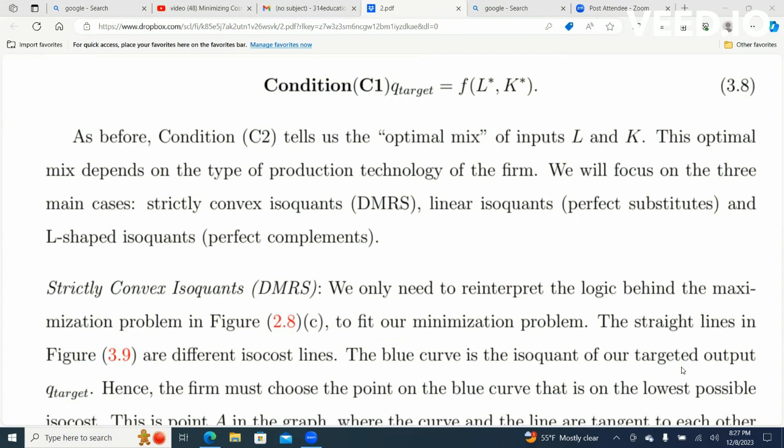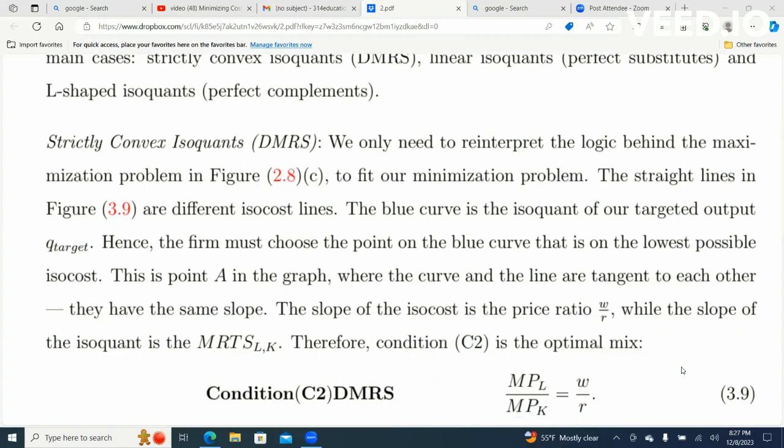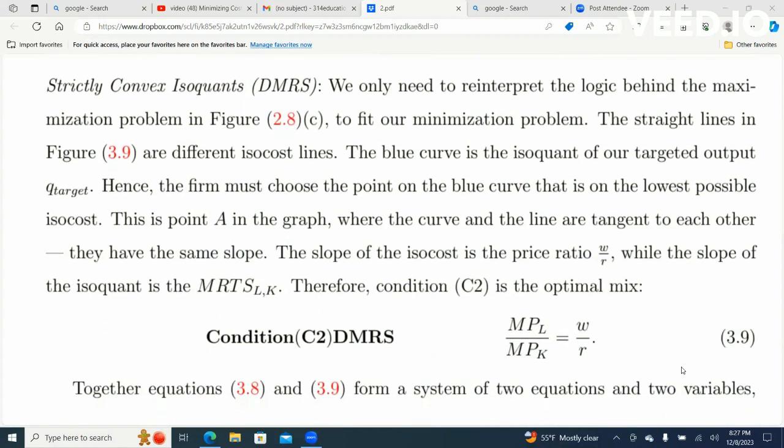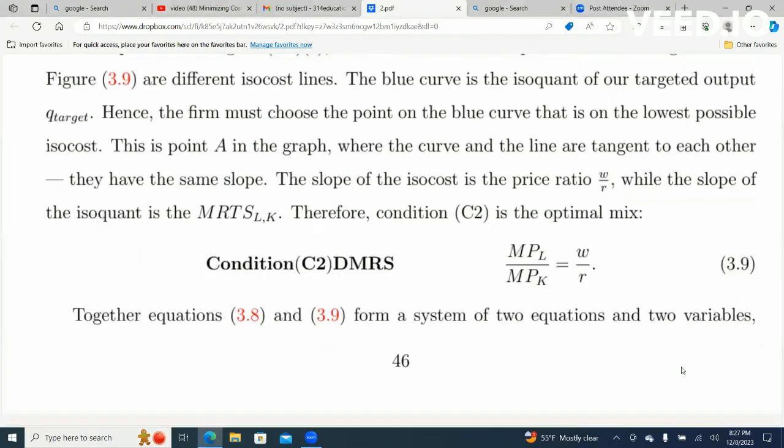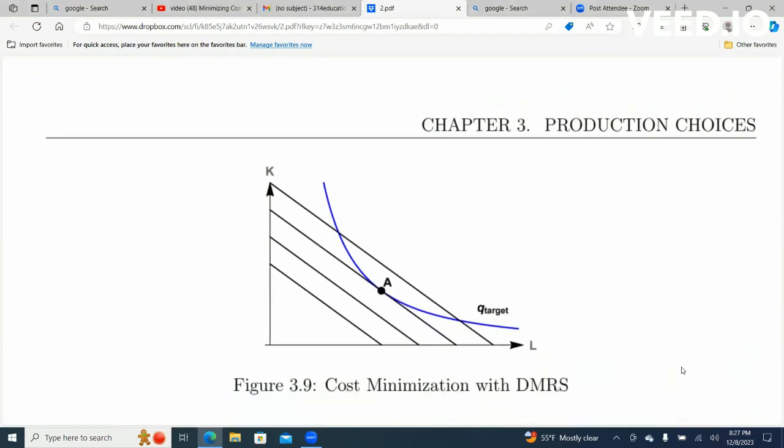Okay, so we derive condition two for all of them, for the Cobb Douglas, for the linear, and then for the complements. So we kind of go through this here. Strictly convex isoquants, DMRS. This is the same as Cobb Douglas. We don't care about 2.8. We care about 3.9, which is right here. 2.8 is from before, and we reiterate it in 3.9, which should be right here on this page. Yes. So I did do this in a previous video, the last couple. We're kind of reviewing before we move forward.